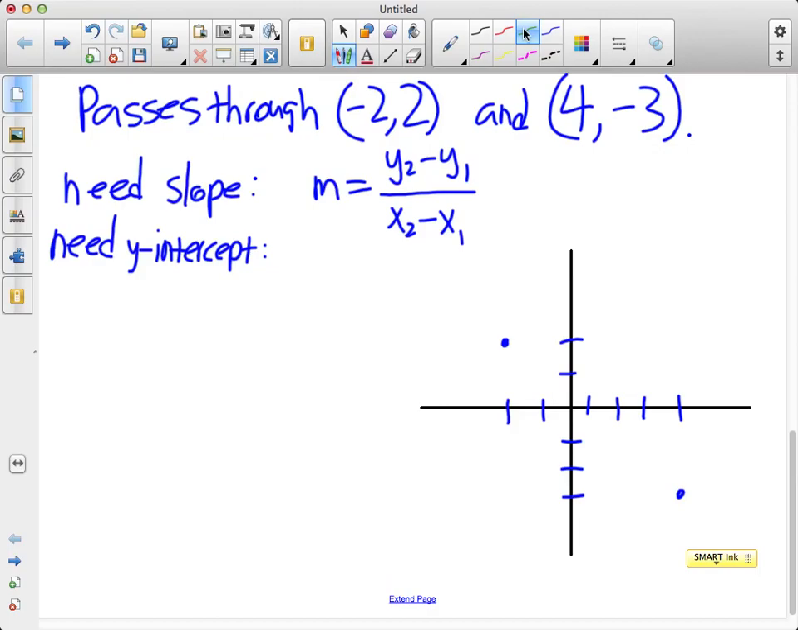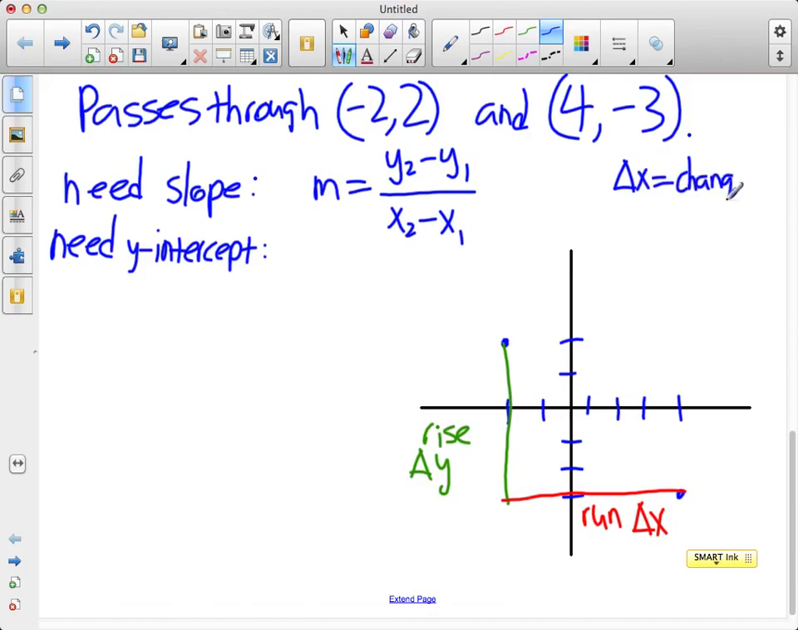So remember, slope is rise over run. This part here would be the rise, or I like to use the change in y notation, delta y. And then this part here is our run, or delta x, which stands for change in x. I'll go ahead and write that. Delta x, change in x. And delta y, obviously, is change in y.